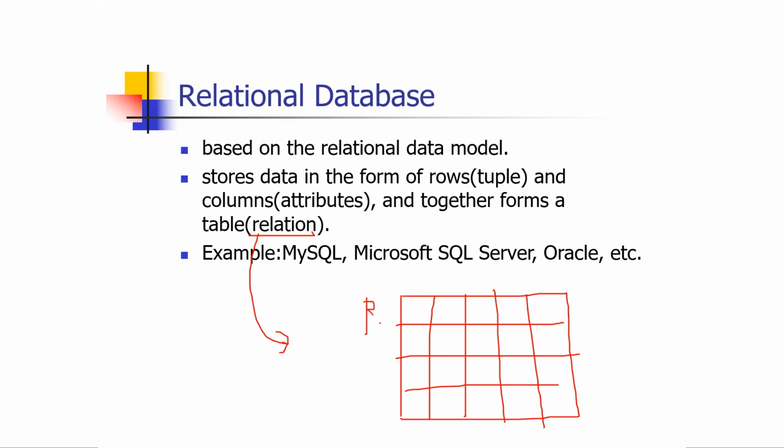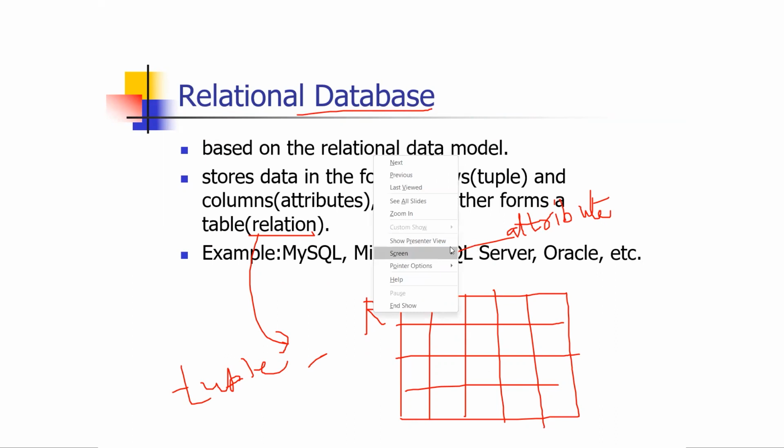These are rows, row 1, row 2, row 3, row 4, and these are columns, column 1, column 2, column 3, column 4, column 5. All the columns are called attributes, meaning the title of what we are going to store. All the rows are called tuples. And this table is called a relation. So a relational database means everything is stored in the form of tables.